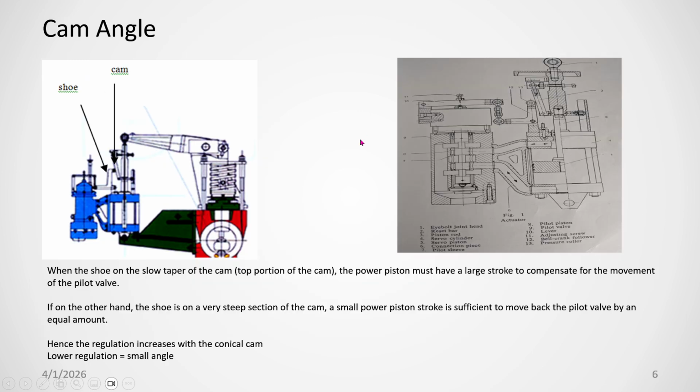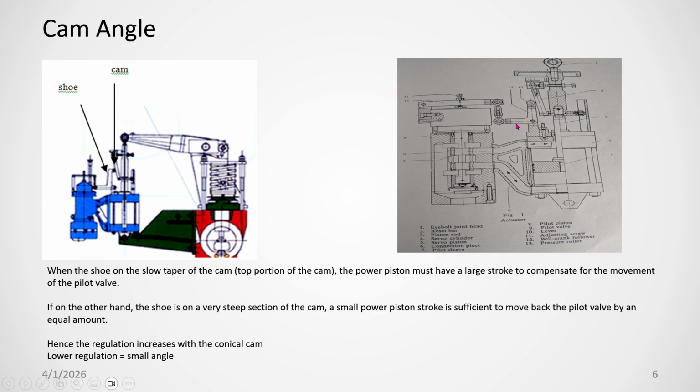This same regulation can be done by changing these two distances. Normally they cannot be changed because the pilot piston position is fixed, and this position is also fixed, so you cannot change them. So what we are doing, instead of varying this distance, is mounting a cam here. When this valve comes up, this is the fulcrum. This is the bell crank.